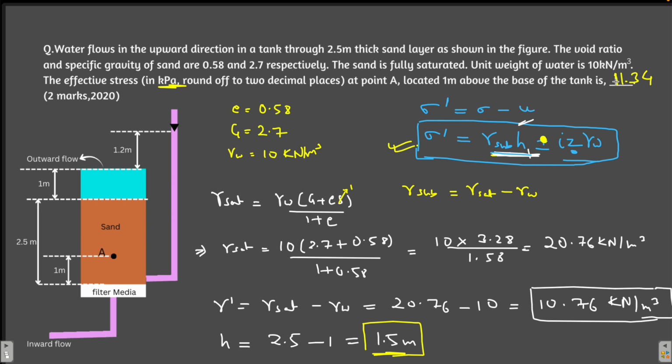What mistake has the IES master done? They have not used this formula; rather, they have used this formula: total stress minus the pore water pressure. But this is not used when the water is in flowing condition. This is only used when the water is static. Okay, I hope you understood this, and let's move on to the next question.